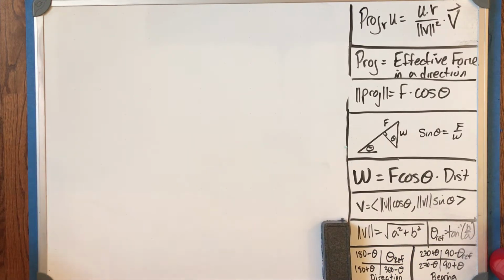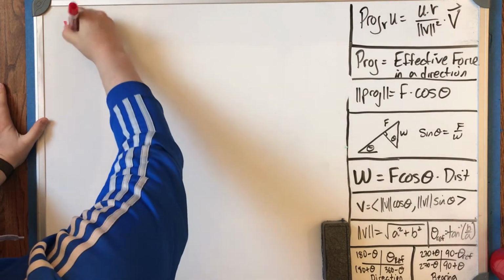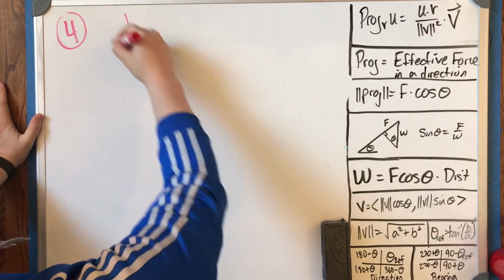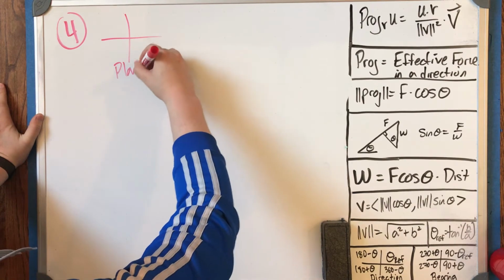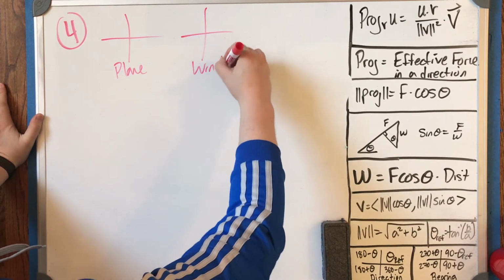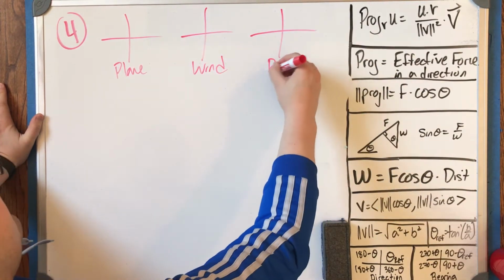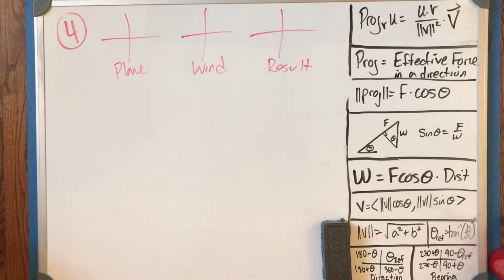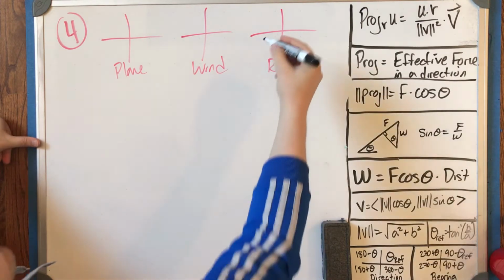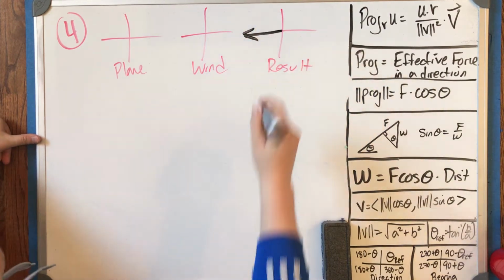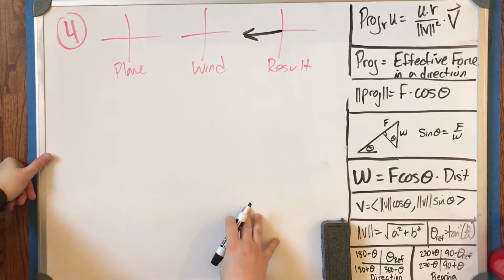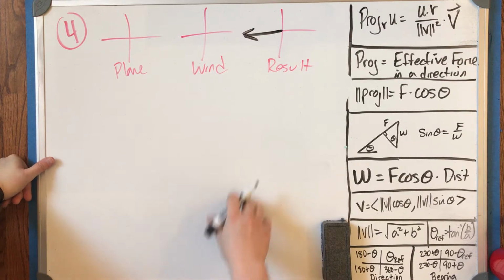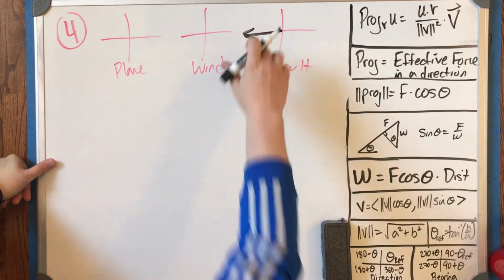Number 4 is a slightly harder type. So we still have a plane, we still have wind, and then we still have the ground speed, or this result that happens here. The reason that this one is slightly more challenging is because we know which way we want to be flying. So we want to be flying due west, okay? And we don't know how fast we're going, but we do know that direction.